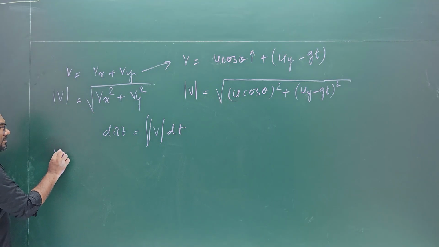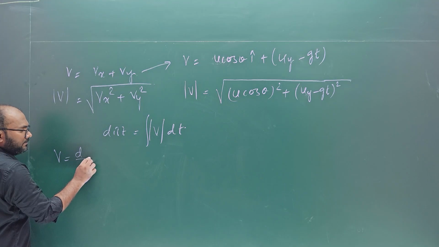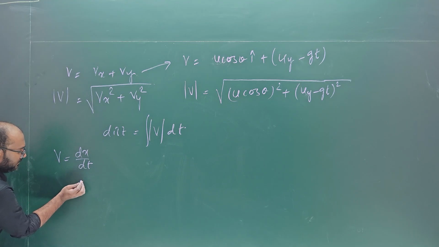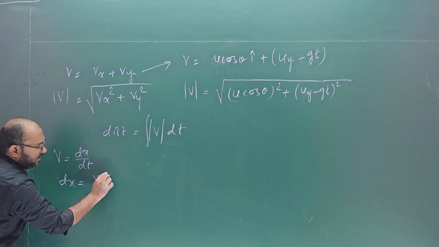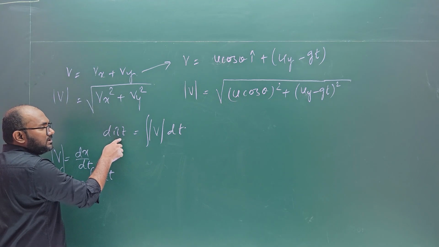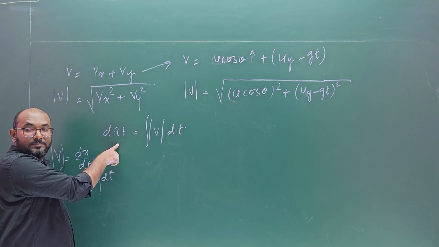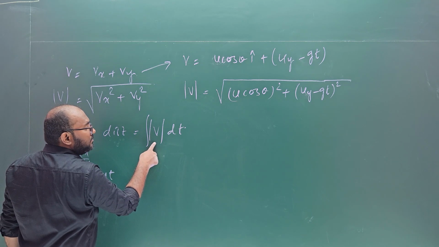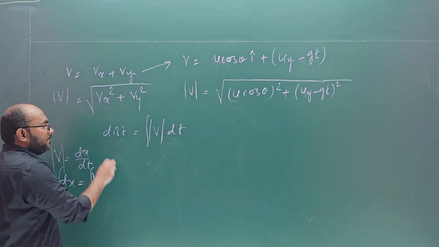Why? Because velocity is nothing but displacement upon time, dx upon dt. If I write it like this, dx is equal to v dt, we should be integrating this now. But I am saying this time the magnitude, that means I have to write it like this now. This becomes what? Distance. So this equation provides you distance, not the displacement. So distance is equal to the integral of the magnitude of v dt.